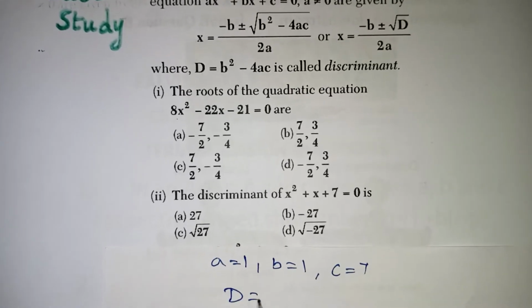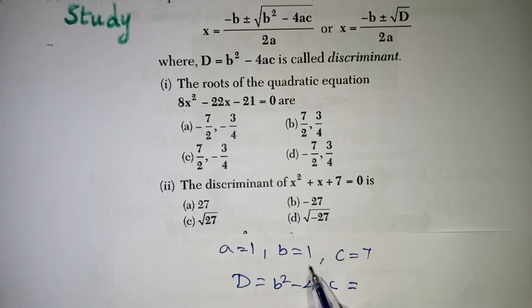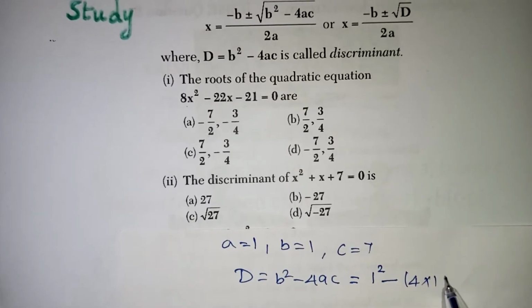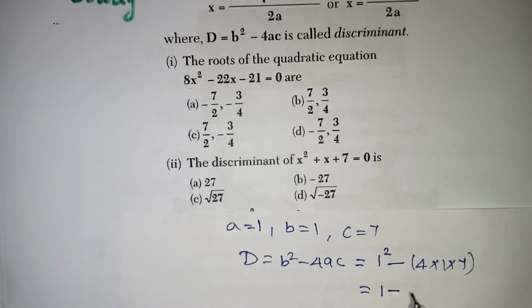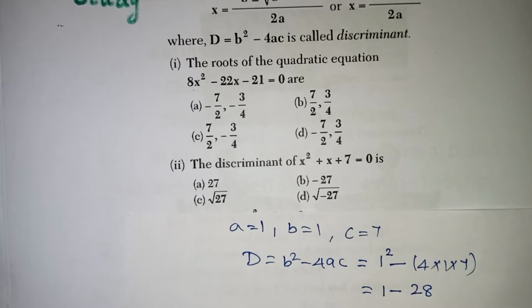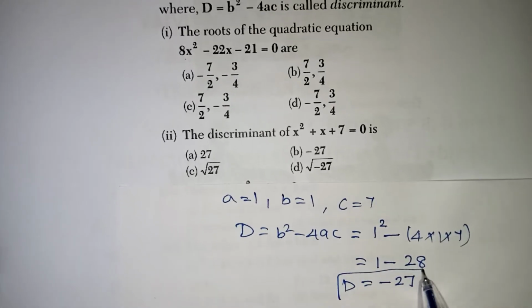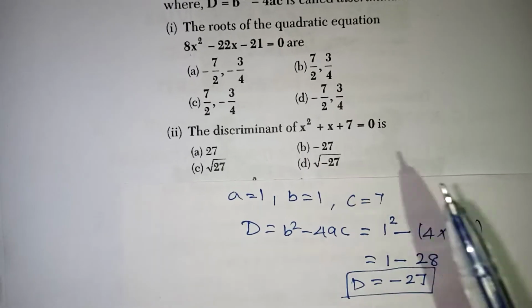So the discriminant formula is b squared minus 4ac. Let's apply. B value is 1 squared minus 4 into a into c, which is equal to 1 minus 28 we are getting. So minus 27. So discriminant is minus 27, that is your correct answer. That is your second option. That is your correct answer.